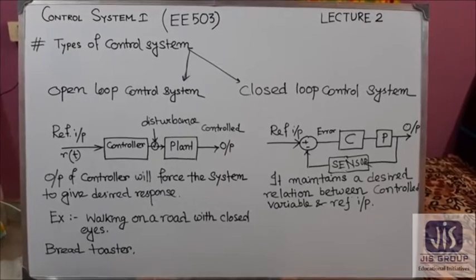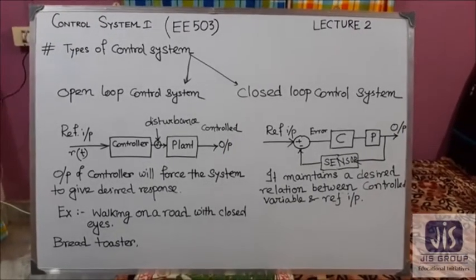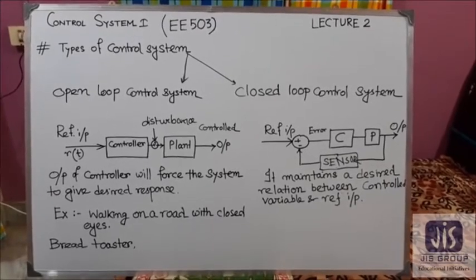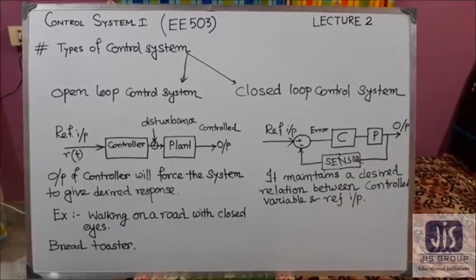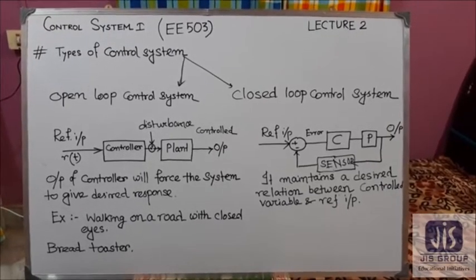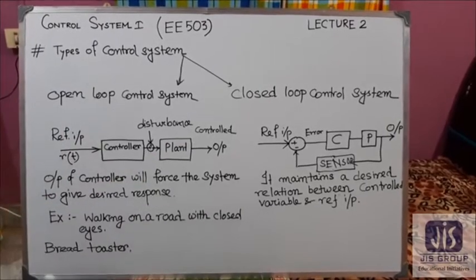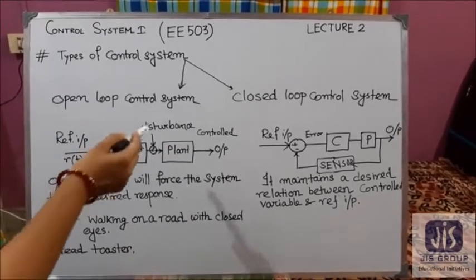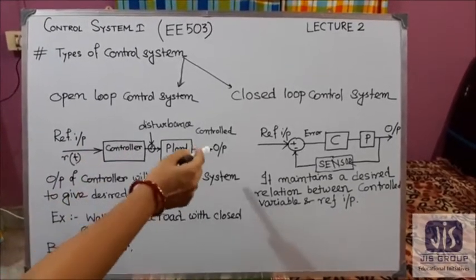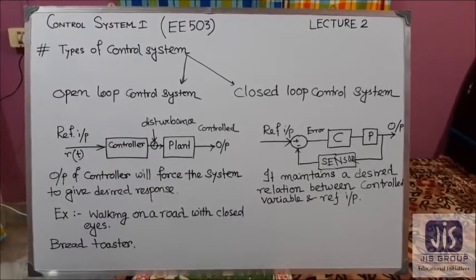This is the distinguishing characteristic of an open loop system: it cannot compensate or take corrective action for any disturbances that affect the system performance. That means as per the reference input, the output is changing, and when disturbance is present, it also changes with respect to the disturbance and the reference input.